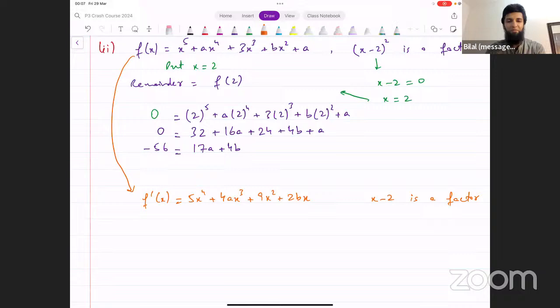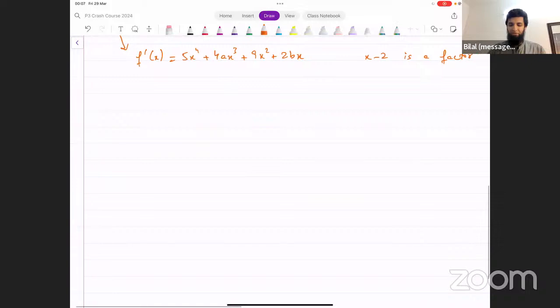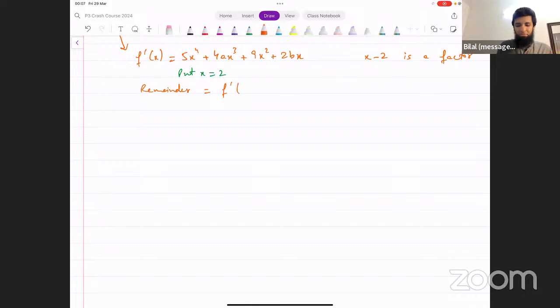Because in the first part, we showed that if a function has x minus 2 whole squared as a factor, its derivative would have x minus 2 as a factor. So this derivative should have x minus 2 as a factor. What that means is, if we were to input x equals 2 in this derivative, the remainder from this should also be equal to 0. Let's find the remainder here.